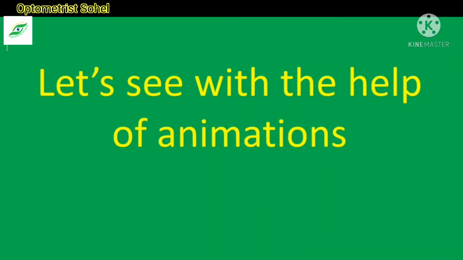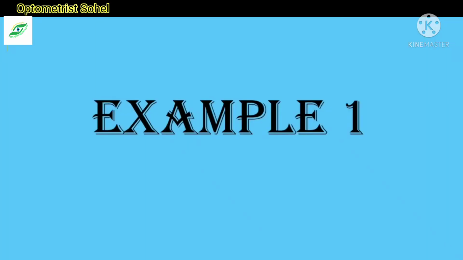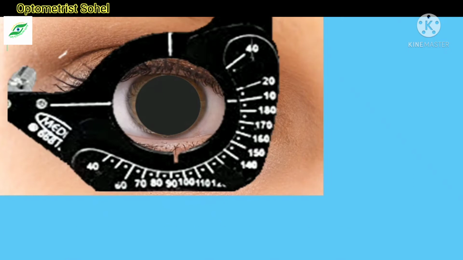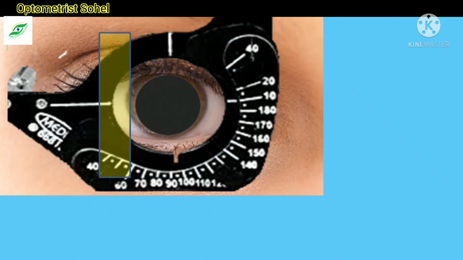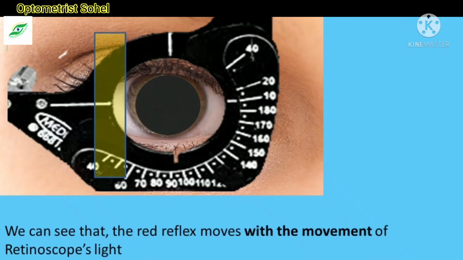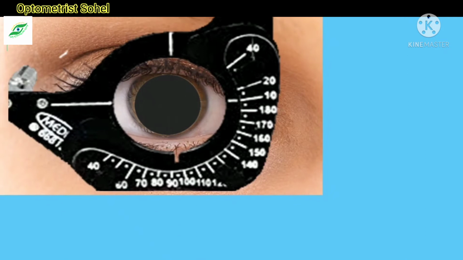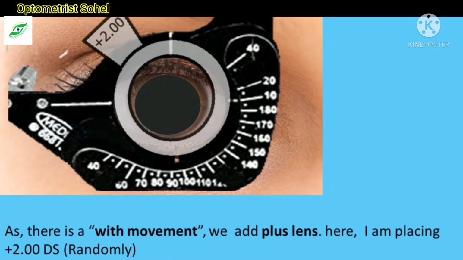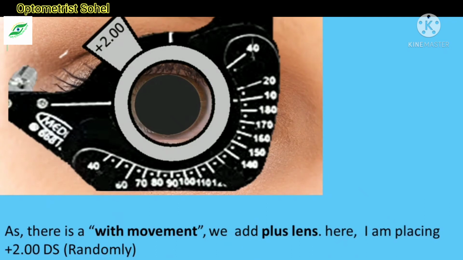Let's see with the help of animations. Example 1. First of all, see the movement of the red reflex with the help of the retinoscope. We can see that the red reflex moves with the movement of the retinoscope light. As there is a with movement, we add plus lens. Here I am placing plus 2 diopters randomly.